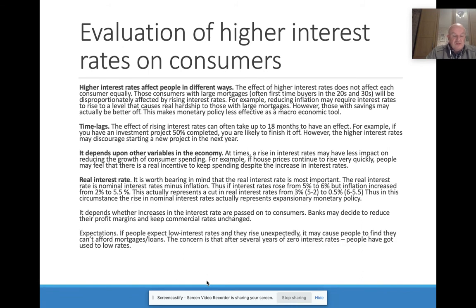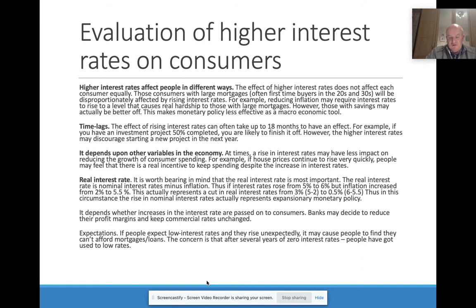Other things to bear in mind: interest rates aren't necessarily always going to be passed on to consumers. Banks might decide to reduce their profit margins in order to keep their commercial rates unchanged. And if people have got so used to getting low interest rates, maybe lots of people have extended their borrowing as a result. When there is a change or a shock, that could be an issue, because it's really not been long since 2007, 2008.